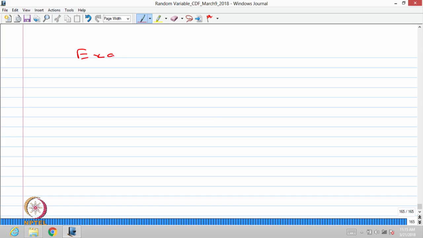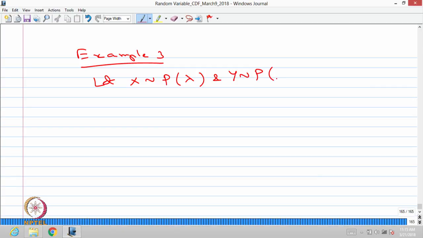I will move into one more example of a discrete type. This is also going to be a very important result. Let X be a Poisson distribution with the parameter lambda, and Y is again a Poisson distribution with the parameter mu, and I make the assumption X and Y are independent random variables.